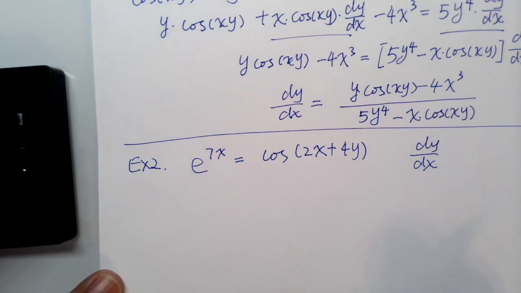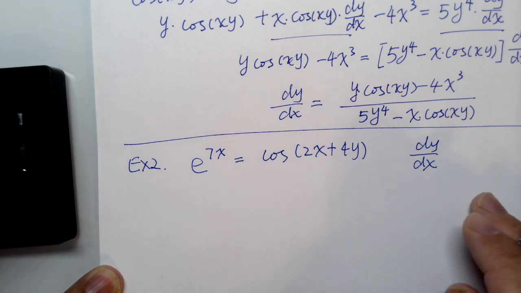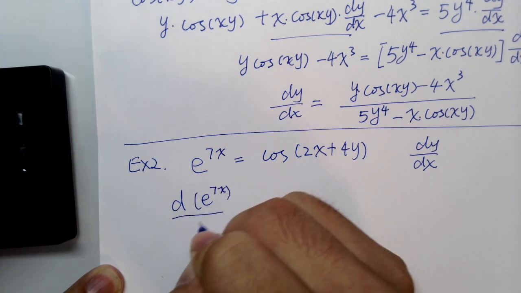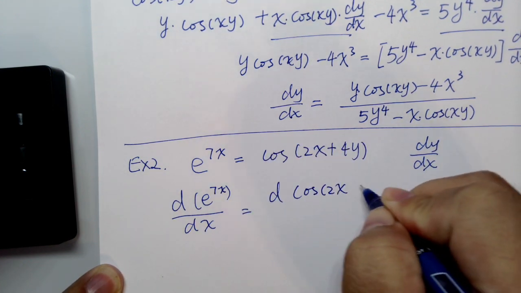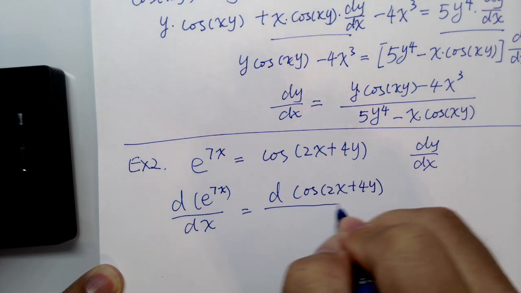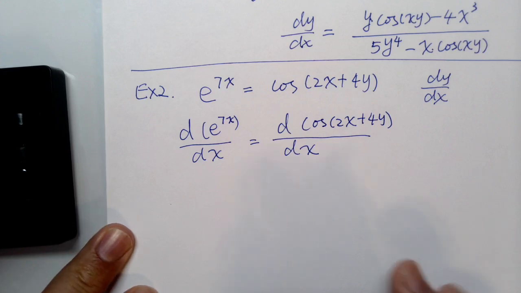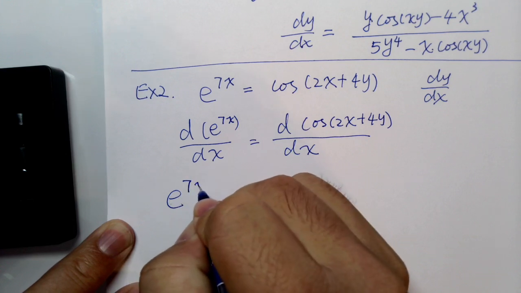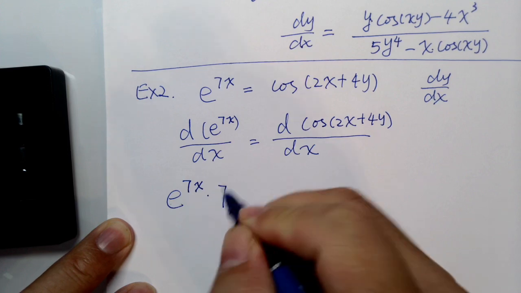All right, so let's go back to this question here. Again, we're going to apply implicit differentiation to do that. So that is d/dx of e to the power 7x equals d/dx of cosine of 2x plus 4y. On the left-hand side, we're going to apply the chain rule. So that is e to the power of 7x times the derivative of 7x with respect to x, which gives us a 7.